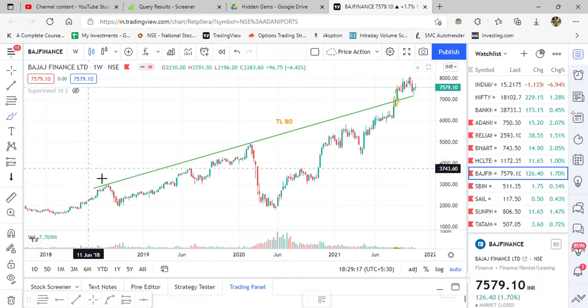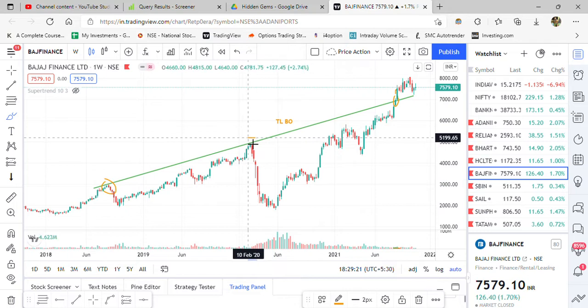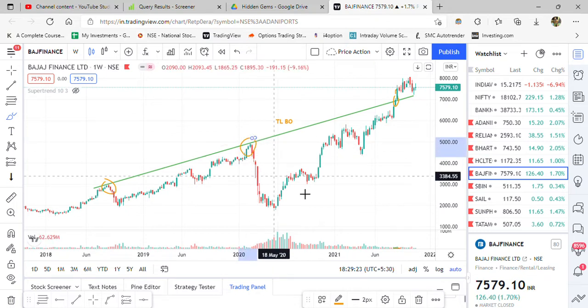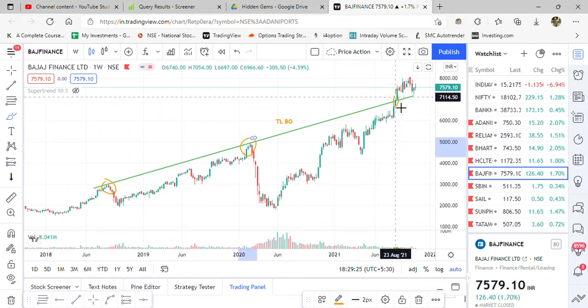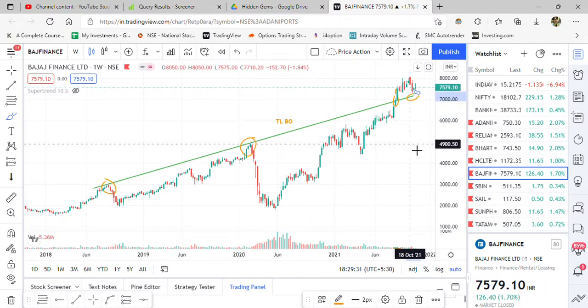So as you can see, there are a couple of attempts here. Stock came again, touched the trend line. Here it gave breakout, again retested confirmation, but survived above the trend line. So this is a long-term trend line of Bajaj Finance.